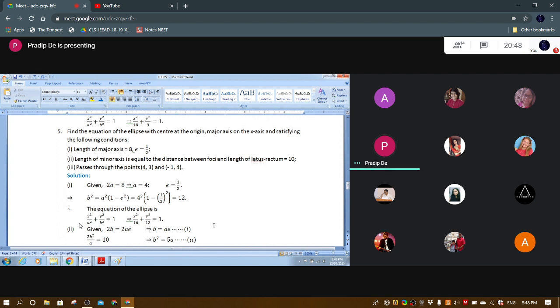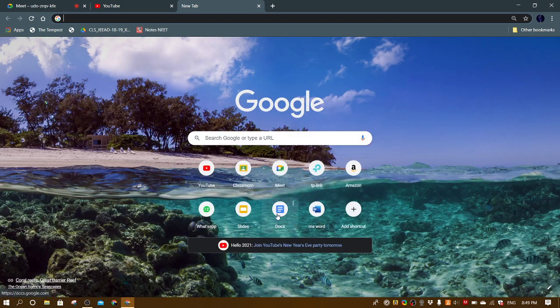Has anyone got the answer? A or B? Sir, x square by 100 plus y square by 50 equal to 1. I think you're right.